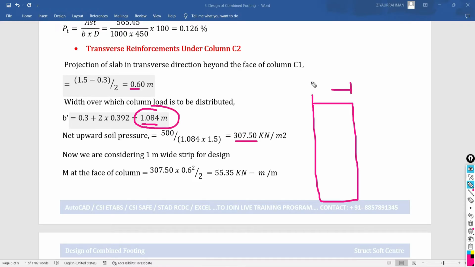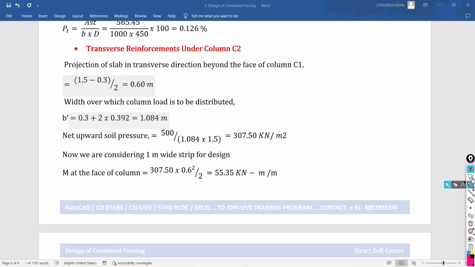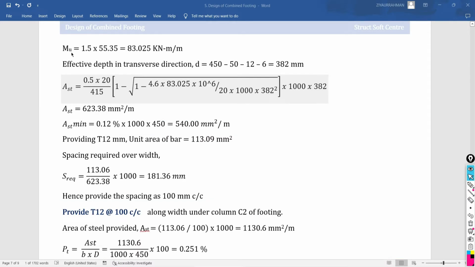For this full width, I am going to make the calculation for 1 meter width. That's why it is needed to write here as per meter width. Thereafter, just come down, and now the ultimate moment is going to become 1.5 multiplied by the service moment. You are getting the final factored moment as 83.025 kilonewton meter per running meter.